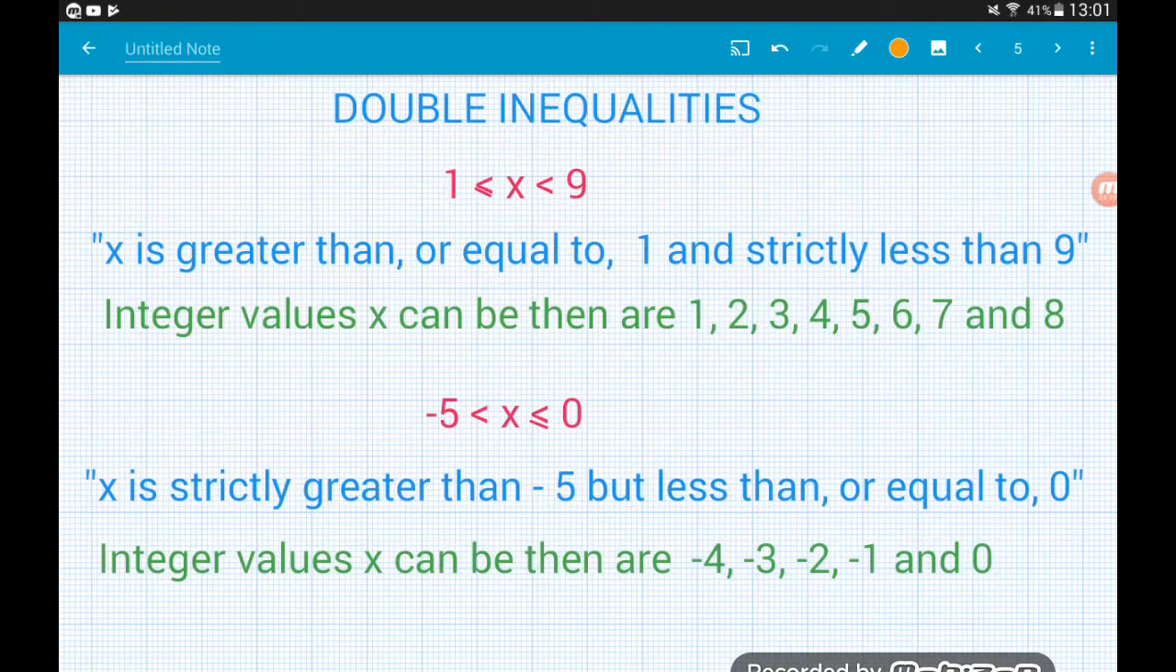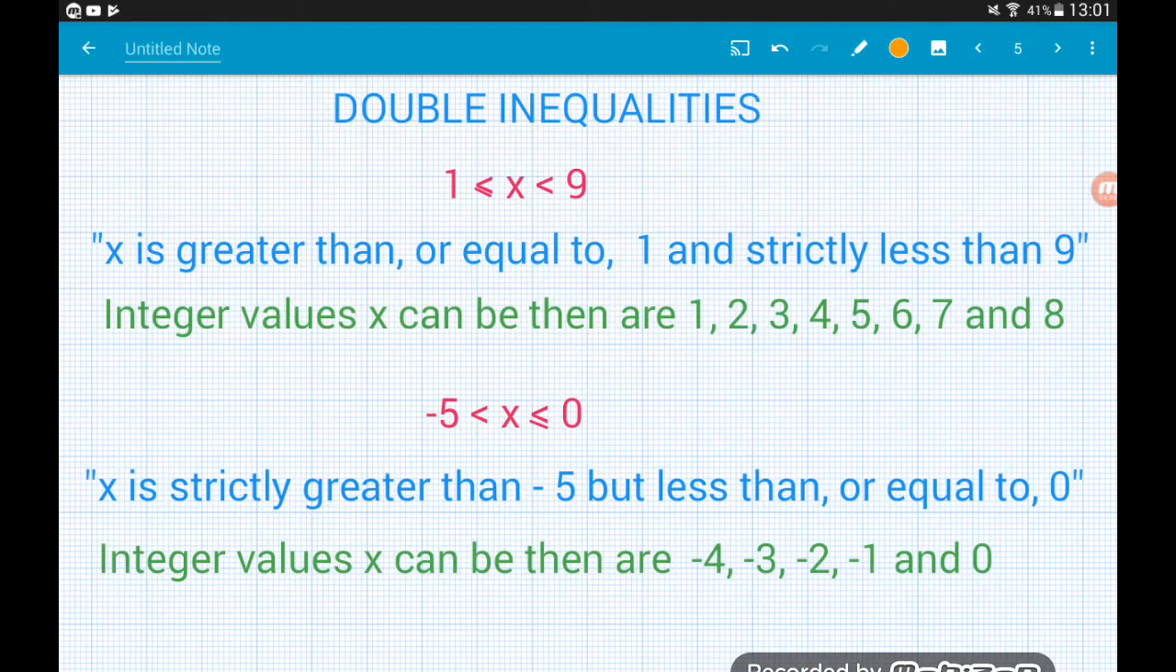Okay, so here we've got a mix. x is greater than or equal to 1, but strictly less than 9. So here the integer values that x could take would be 1, 2, 3, 4, 5, 6, 7 and 8. It is not allowed to equal 9.